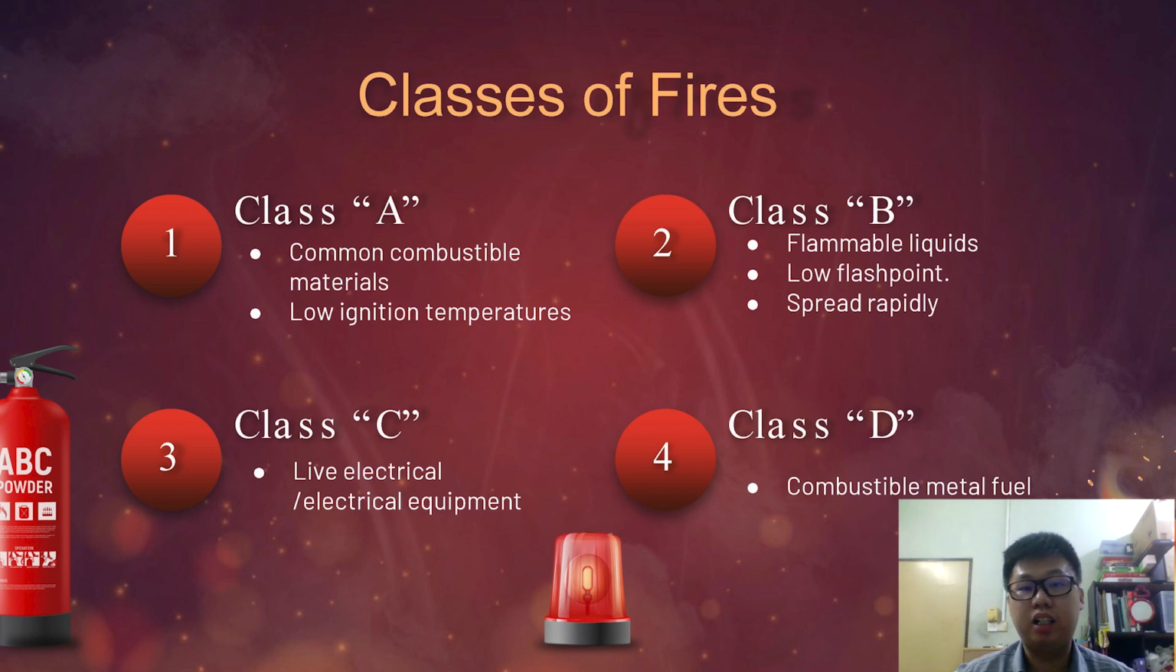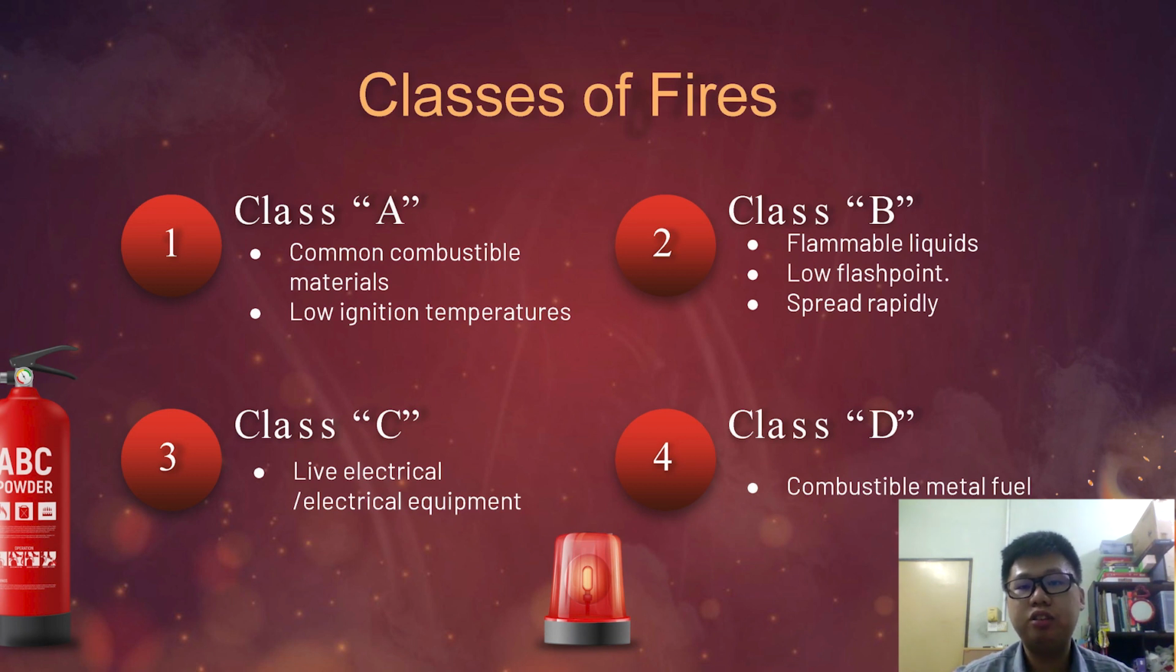Class B fires occur when flammable liquids or gases such as alcohol, kerosene, paint, gasoline, methane, oil-based coolant, or propane ignite. Class B fires are most common in industrial settings, but they may also occur in residential or commercial settings. Class B fires have a low flash point, which means that they burn easily at any temperature if exposed to a fire source. Class B fires also spread rapidly and produce thick black smoke as they burn.